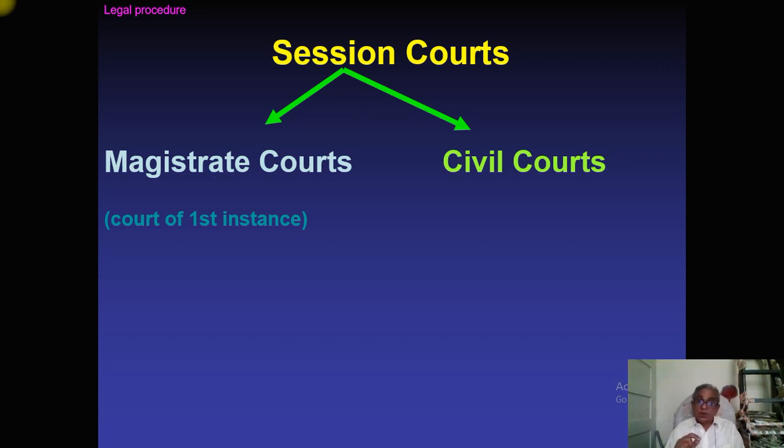So civil courts and courts of magistrate are also called courts of first instance. The magistrate courts are headed by the magistrates. You should know the types of magistrates and their judicial powers.